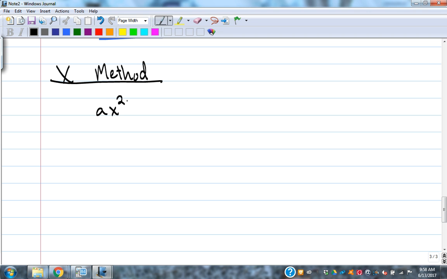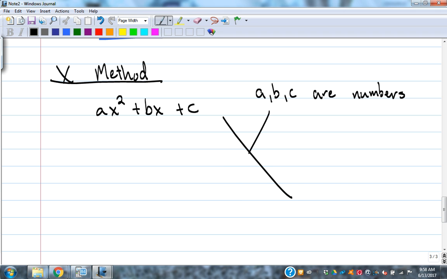So the way the X method works is you're dealing with what looks like trinomials. It looks like this: ax squared plus bx plus c. A, B, and C are the numbers, and we'll do an example with numbers really soon. The X method, what you're going to do is make a big X. And in the top part, you're going to say A times C, and you're going to get a number for that.